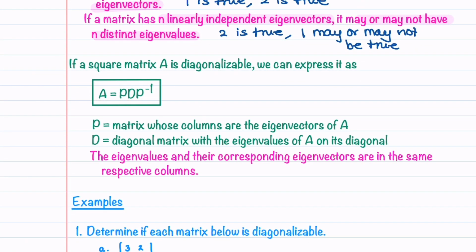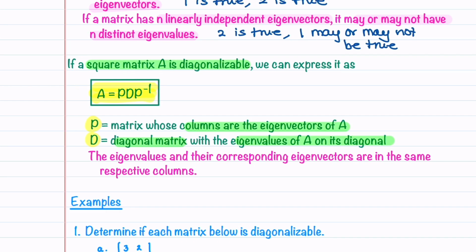We're now going to shift gears and we're going to look at the structure of a diagonalized matrix. If a square matrix A is diagonalizable, we can express it as A is equal to PDP inverse. P is a matrix whose columns are the eigenvectors of A, and then D is a diagonal matrix with the eigenvalues of A on its diagonal.